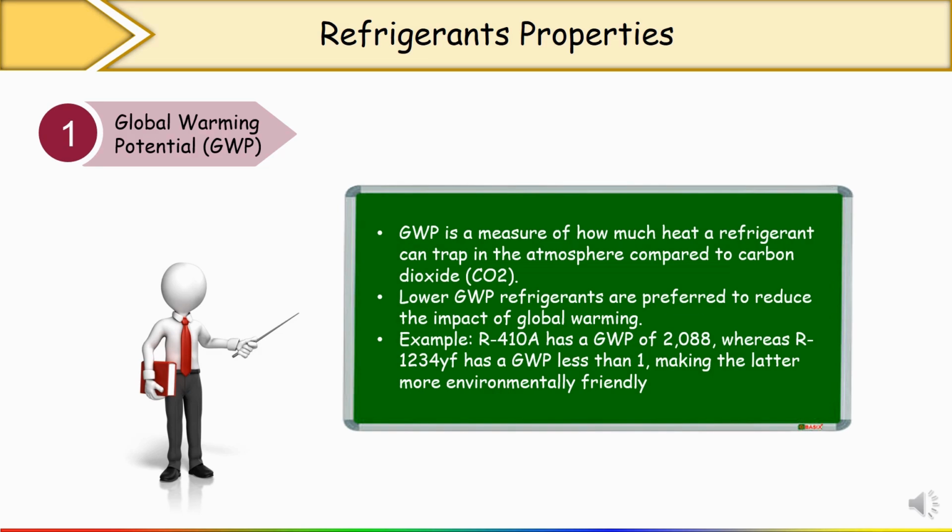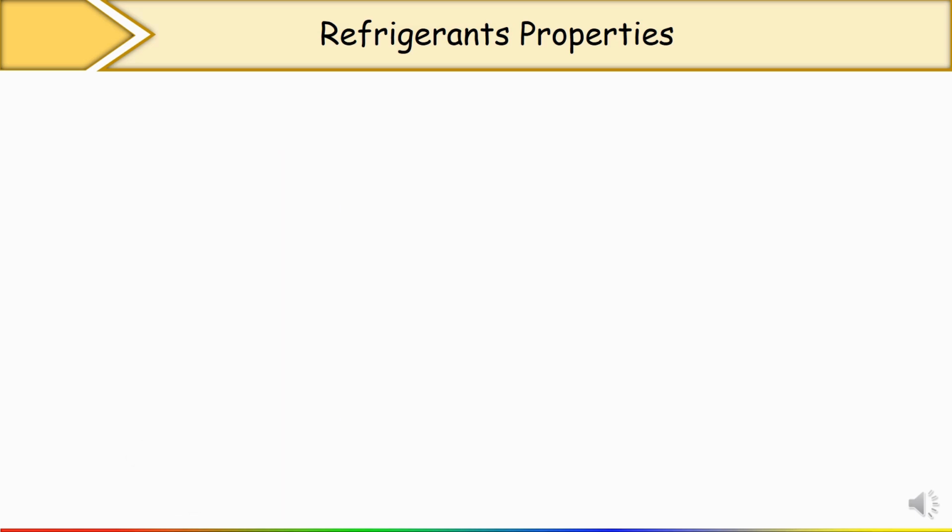Here some examples are given, so try to understand this. Remember that a higher GWP indicates that the refrigerant has a greater potential to trap heat and contribute to climate change. As environmental regulations tighten, refrigerants with low GWP are being prioritized to reduce the effect of global warming. So that is all about the first property of refrigerants.